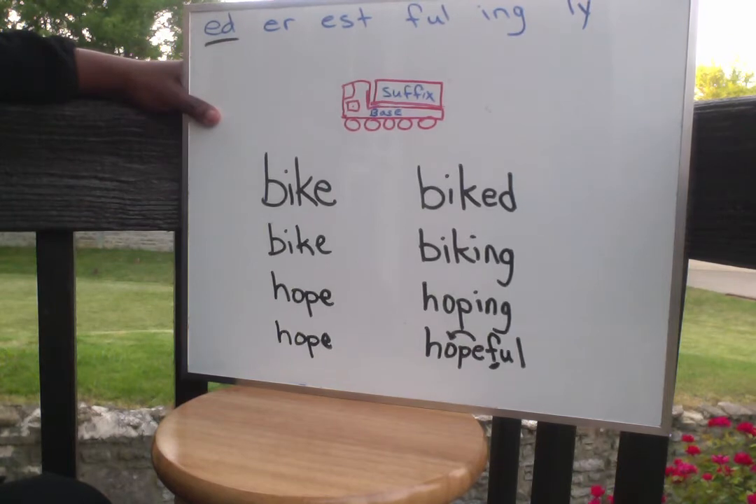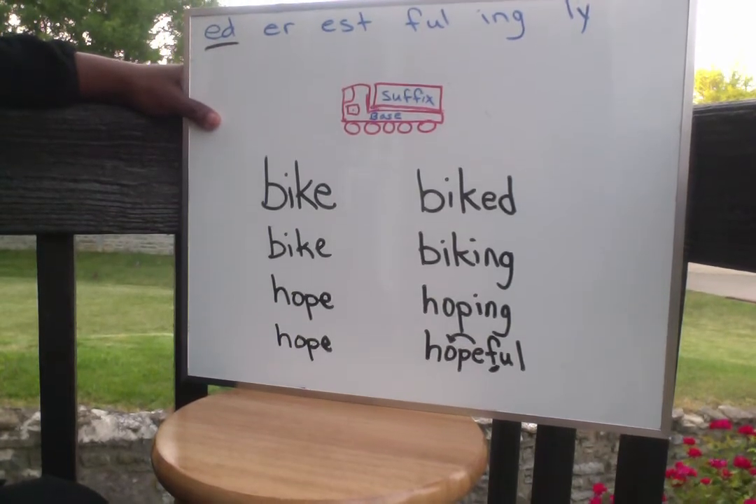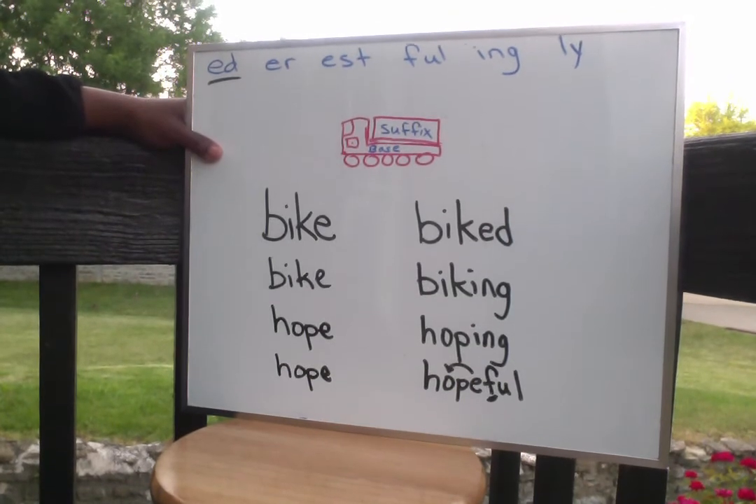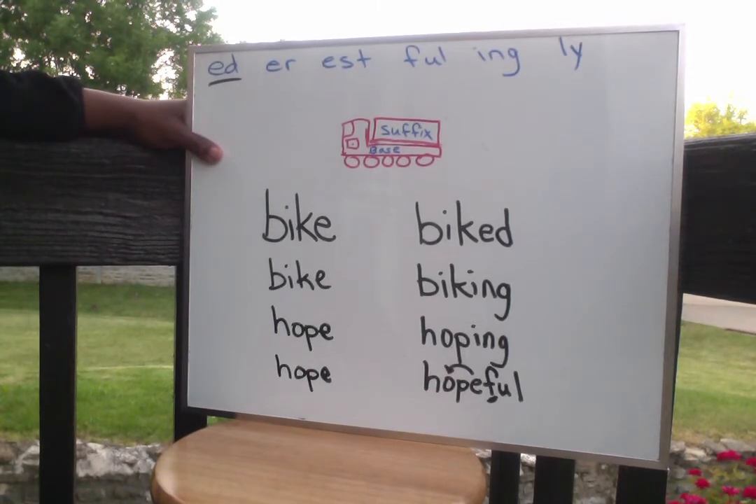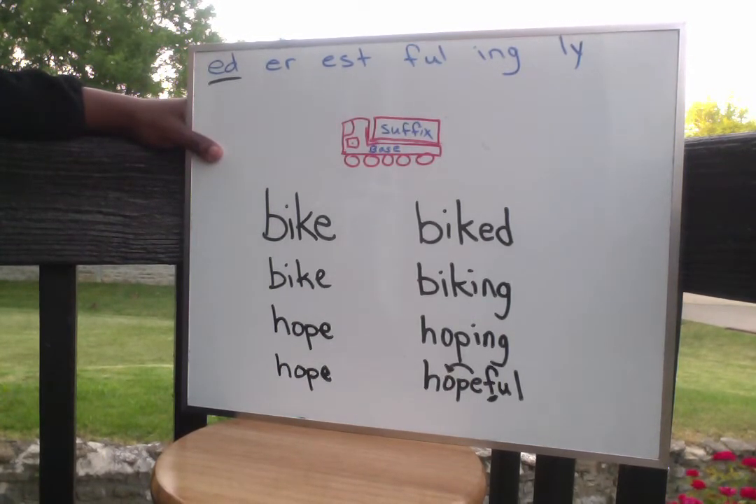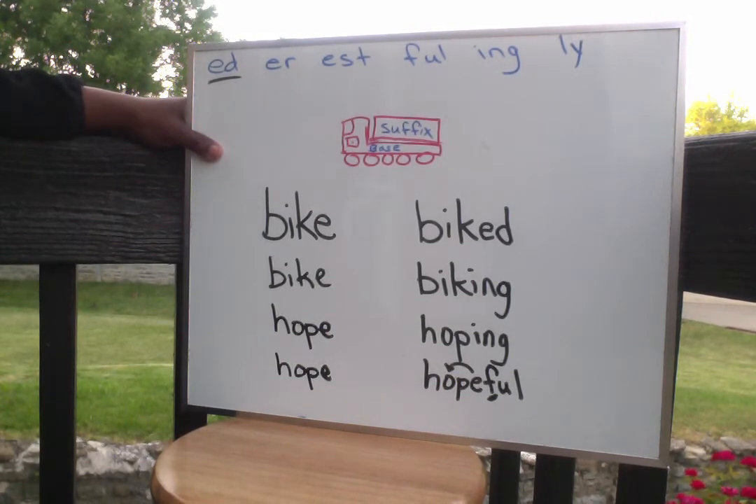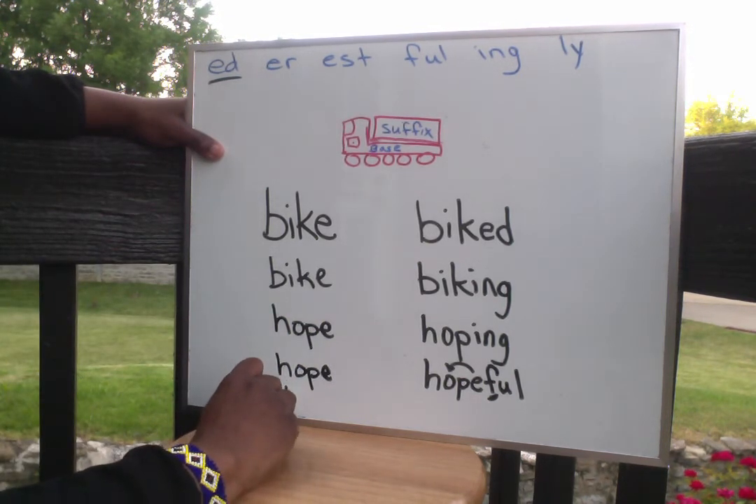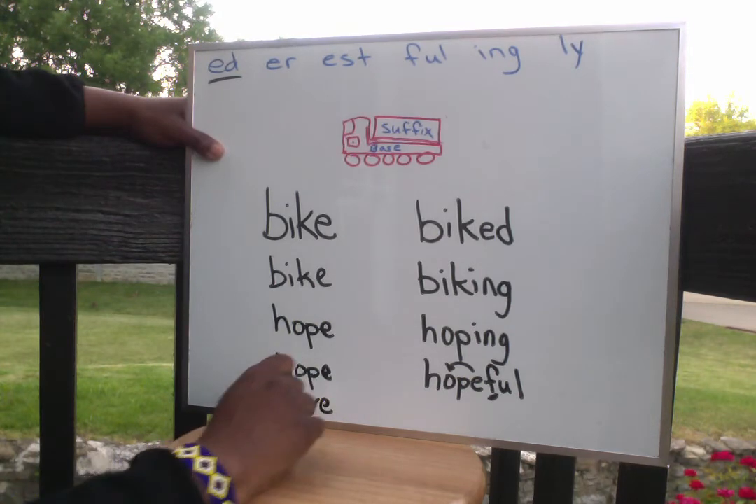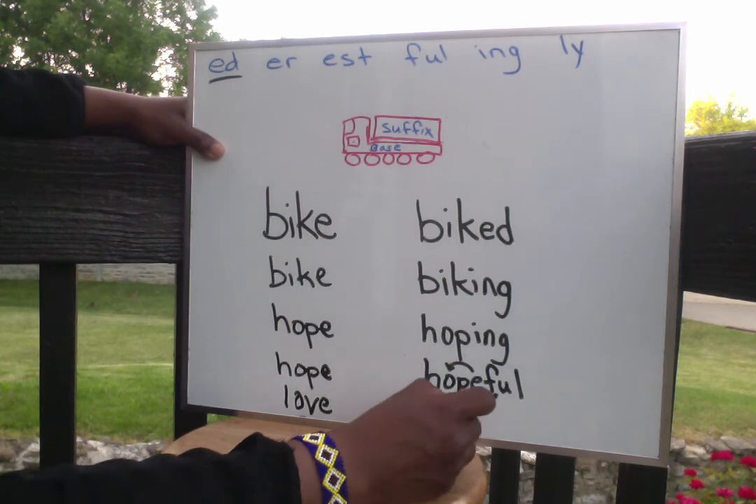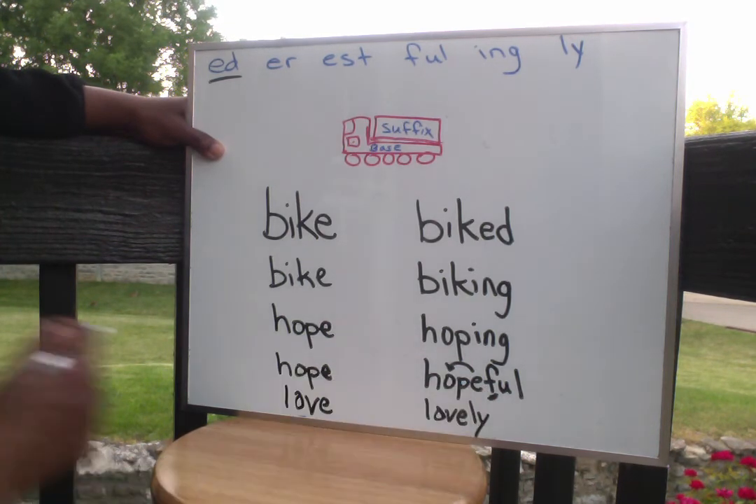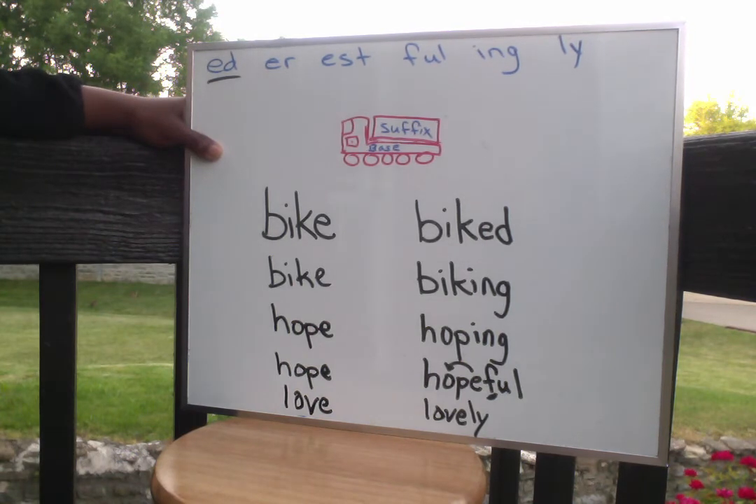So if you're adding a suffix to a word that ends in a silent E, vowel consonant E, then the rule is if your suffix begins with a vowel, you drop the E and add your suffix. If it begins with a consonant, you keep your E and add the suffix. Like one more. Love, lovely. I'm going to keep my E. My suffix begins with a consonant, and I'll just add it to it. Lovely.